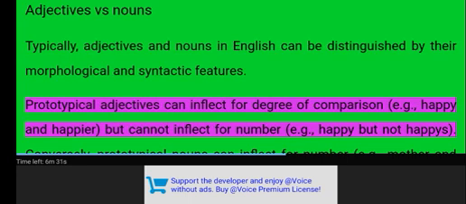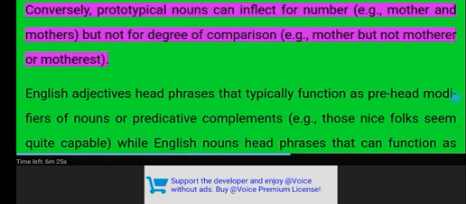Prototypical adjectives can inflect for degree of comparison, e.g., happy and happier, but cannot inflect for number, e.g., happy but not happies. Conversely, prototypical nouns can inflect for number, e.g., mother and mothers, but not for degree of comparison, e.g., mother but not motherer or motherest.